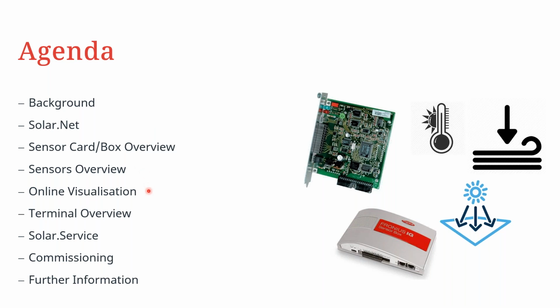together with that. We will also show you how it looks like when you visualize this data online in Fronius SolarWeb. We will go through the terminal overview, and then Cyprian will take you through the Solar.Service app or software, and then the commissioning process of the Fronius sensor card or box together with the associated sensors.